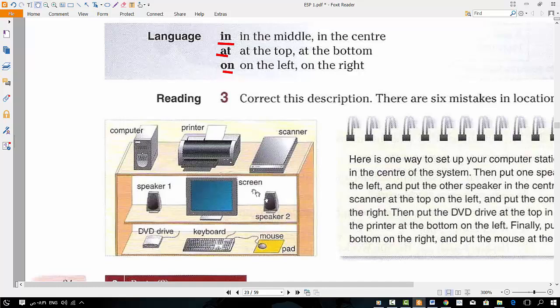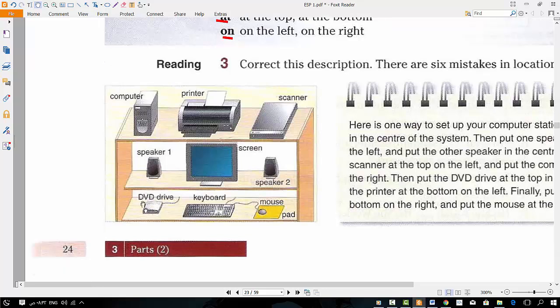Speaker 2. Screen. Speaker 1. Where is speaker 1? On the left, in the center. Yes, in the center, on the left. DVD drive, keyboard, mouse, and this is the mouse pad.